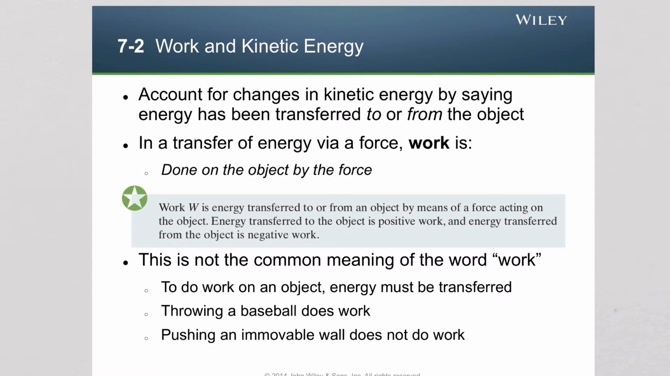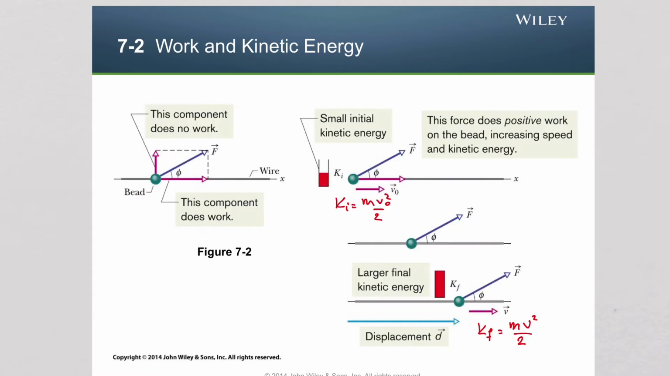So, to do work on an object, energy must be transferred. For example, throwing a baseball does work, because energy is transferred to the baseball when it's being thrown. But pushing on an immovable wall does not do work, because no energy is being transferred since the wall doesn't move.